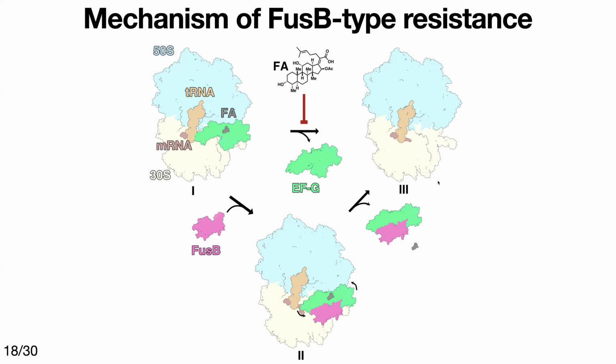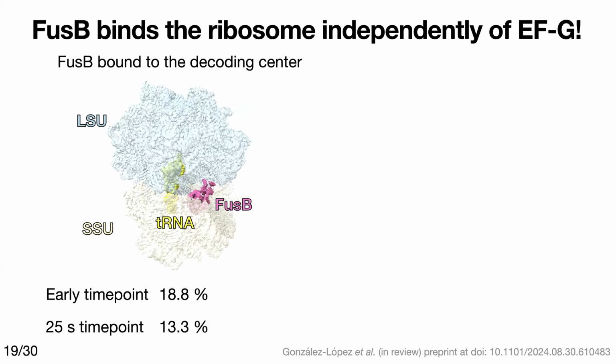But this was not all we found in this cryo-EM data. There were a lot of ribosomes that were in a different state, in which FusB was bound to them directly without EFG. Like you see here, the cryo-EM density of FusB in pink, bound directly on the A site of the ribosome. And these are really quite populated. In this early time point, almost 20% of the ribosomes had FusB bound to them. And after 25 seconds, it decreased slightly. And I will discuss this briefly later.